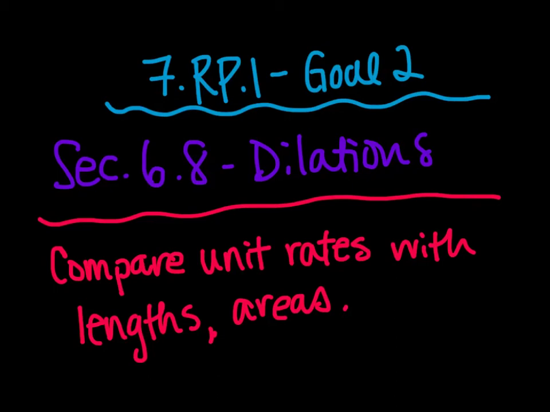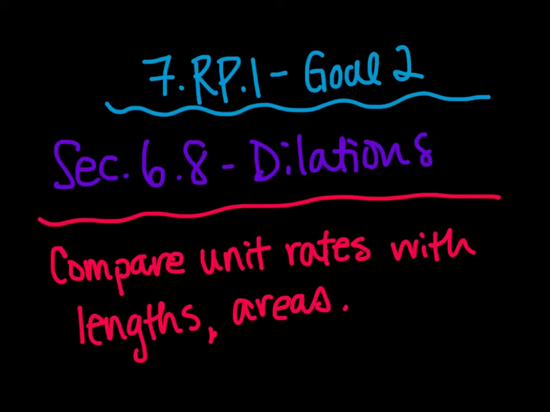All right, welcome to video number 2 for 7.RP goal 2, RP1 goal 2, and this is mainly found in section 6.8 for dilations. So in this, we are still comparing unit rates with lengths and areas, and in this you're going to be paying close attention to coordinate grids.